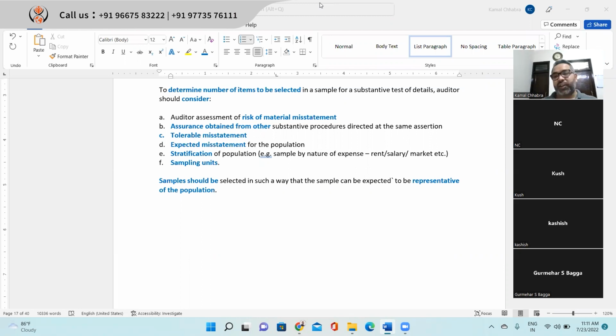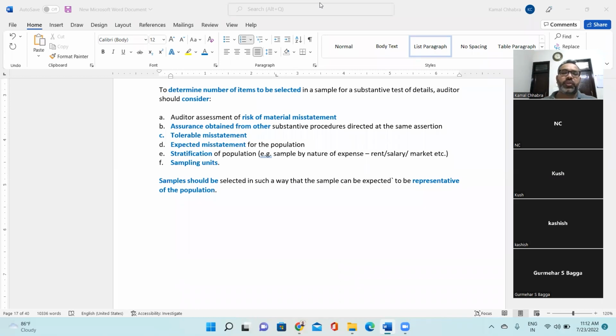Last one is sampling unit. What will be your sampling unit? It can be an invoice, it can be a journal entry, it can be a document number, it can be a purchase order. So you need to define what exactly is your sampling unit when you're planning to perform the test of material, right? Sample should be selected in such a way that the sample can be expected to be representative of the population.